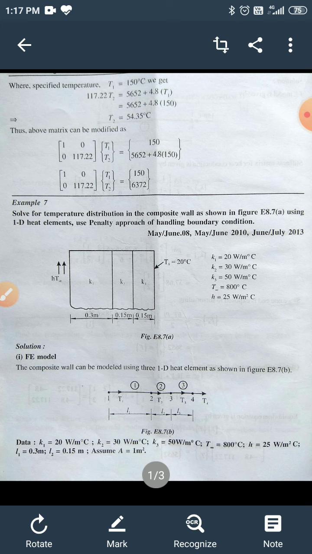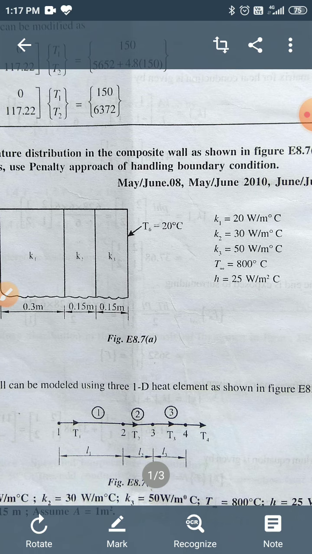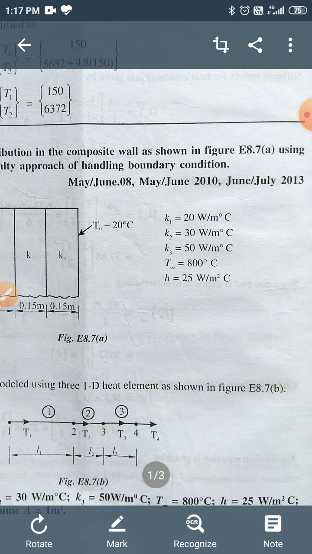So the composite wall consists of three materials and their material properties are given. K1, K2 and K3 are the thermal conductivities of the materials. It is given in the problem that K1 is 20 watt per meter degree centigrade, K2 is 30 watt per meter degree centigrade, K3 is 50 watt per meter degree centigrade, the surrounding temperature T infinity is 800 degree centigrade, and H is 25 watt per meter square degree centigrade.